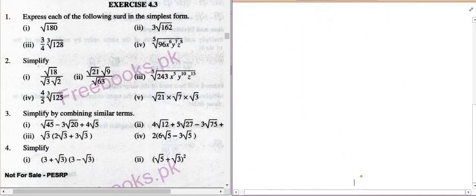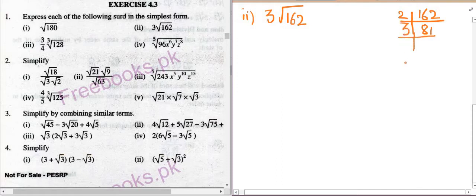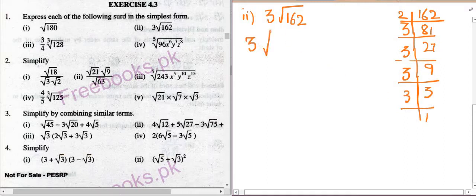Okay, second is 3 square root 162. Just find the multiples for 162. 162 divided by 2 is 81. Then 3 27 times, 3 9 times, 3 3 times, 3 1 times. Okay, this 3 is a constant, just write it here: 3 multiply.